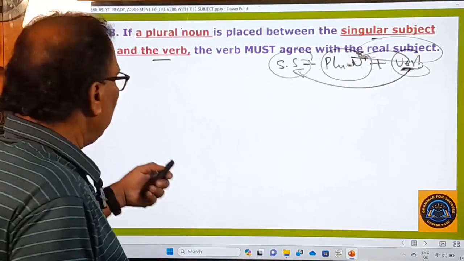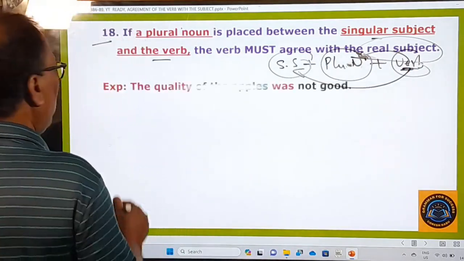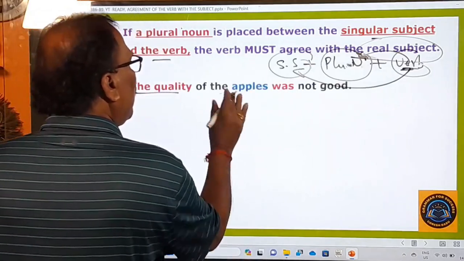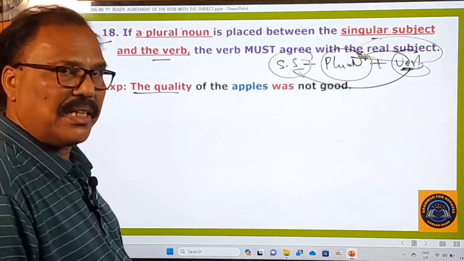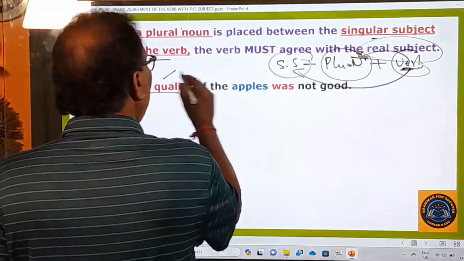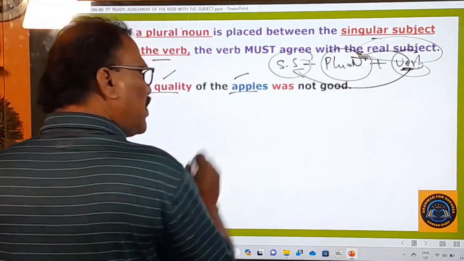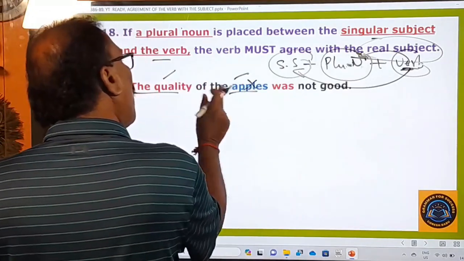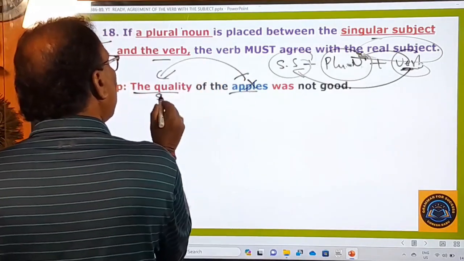Please, most of the students get confused because of this. Let us see the examples first of all. You see, the quality of the apples was not good. So here, what are we talking about in the sentence? Are we talking about the quality or the apples? What are we talking about? We are not talking about the apples, but we are talking about the quality of the apples. This is therefore the subject.